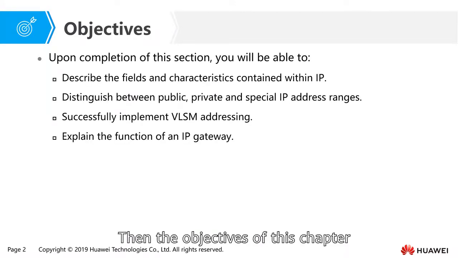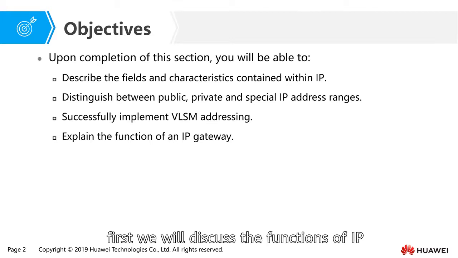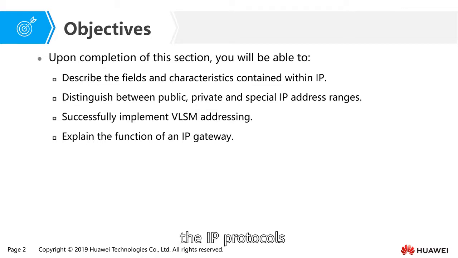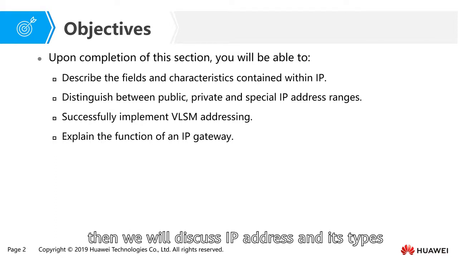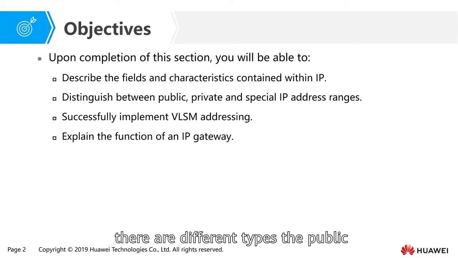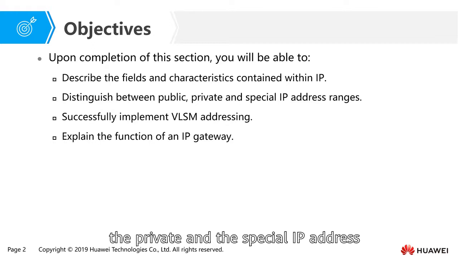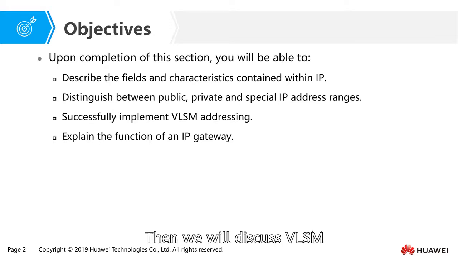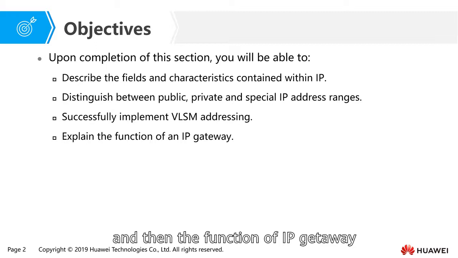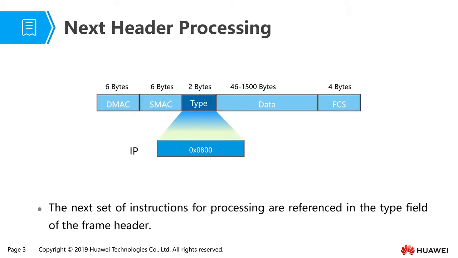The objective of this chapter: first we discuss the functions of the IP protocol, and then we discuss the IP address and its types. There are different types: the public, the private, and some special IP addresses. And then we discuss VLSM, the variable length subnet mask, and then the function of the IP gateway.